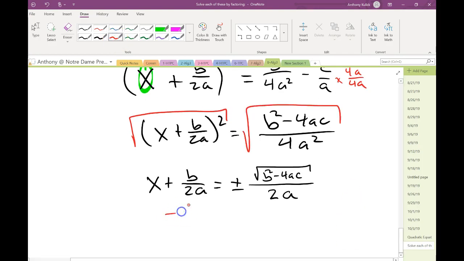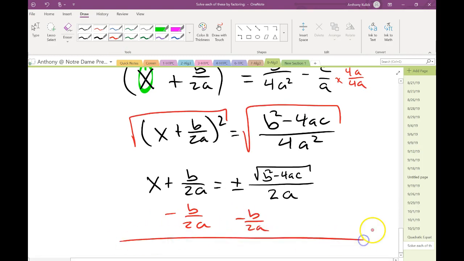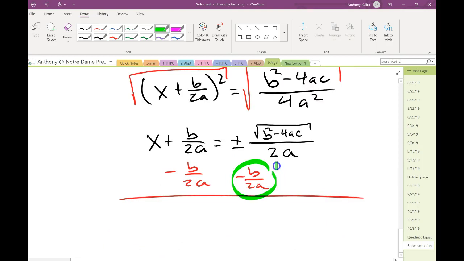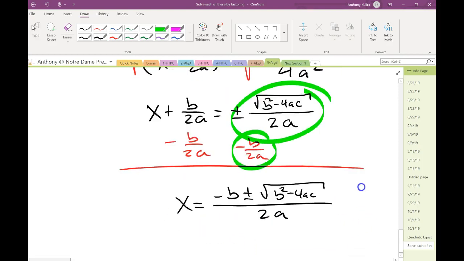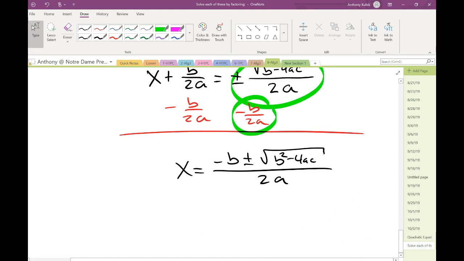So my final step, getting the x by itself, is I'm just going to subtract the b over 2a from both sides. Notice here that we have a common denominator already, 2a. So I can just combine these together and write it as one big fraction. So I have then that x equals negative b plus or minus the square root of b squared minus 4ac all over 2a. Who recognized this formula?